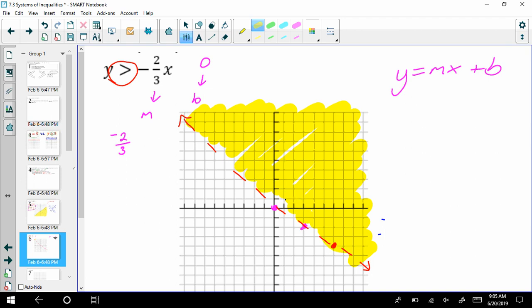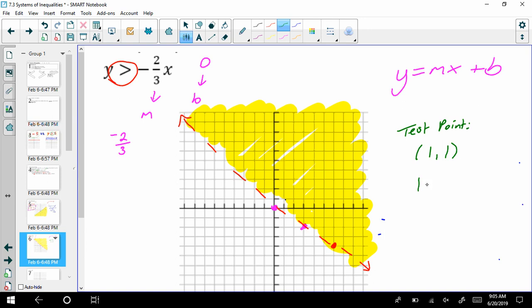If that way confuses you, let's also quick review the test point. Now, I can't do 0, 0 as my test point this time because it's right on it. So I'm going to do 1, 1 as my test point.